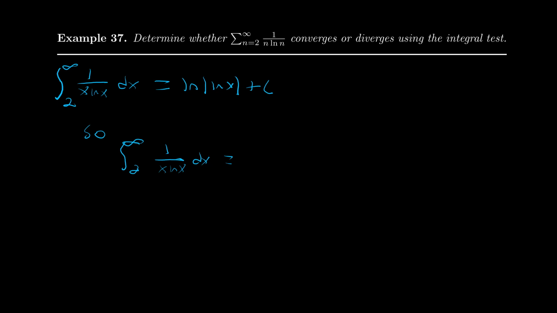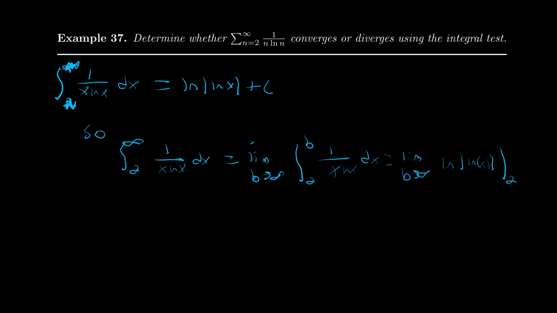Forget the bounds on this for a second, just so that you can see that up here. So then this is going to be the limit as b approaches infinity of the integral from 2 to b of 1 over x natural log of x dx, which is the limit as b approaches infinity of the natural log of the absolute value of the natural log of x, which you don't have to put the absolute value on anymore since these are always positive numbers anyway. And then, of course, we're going to evaluate that between 2 and b.